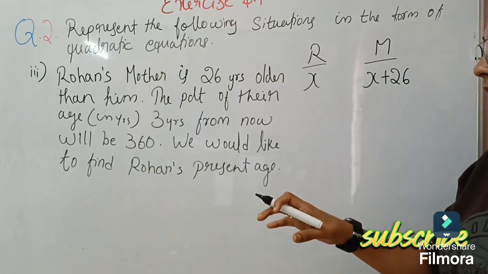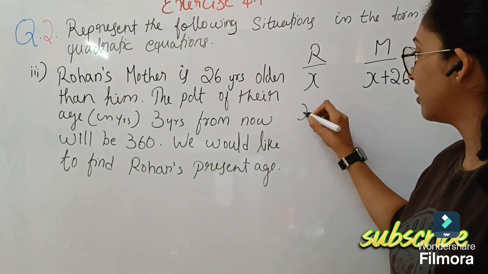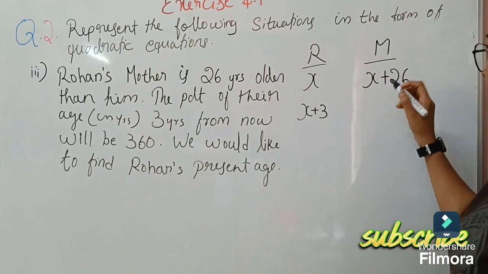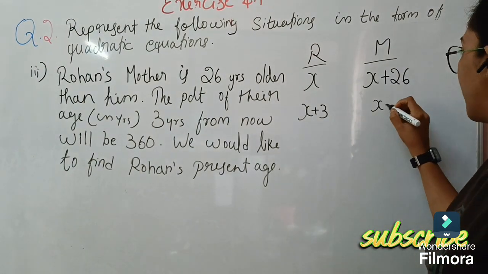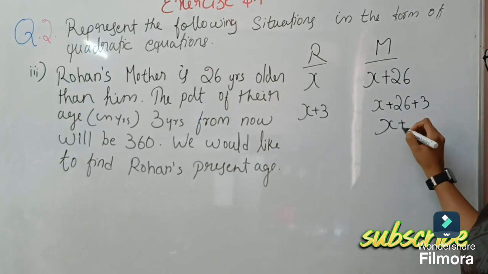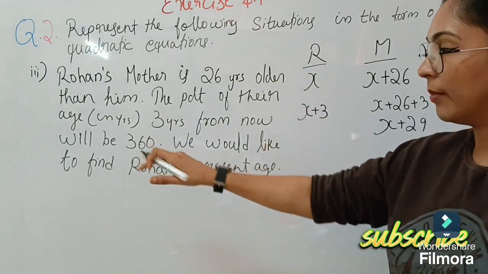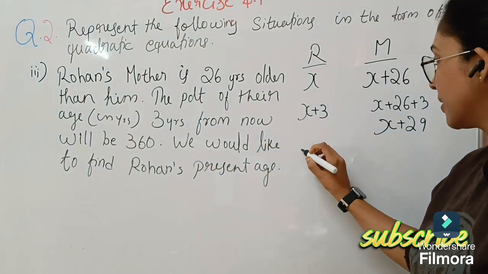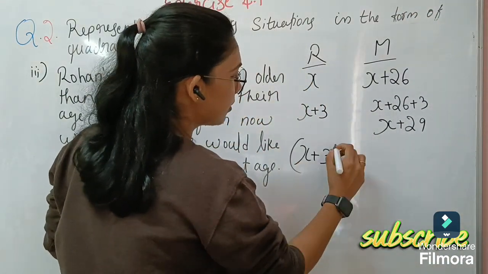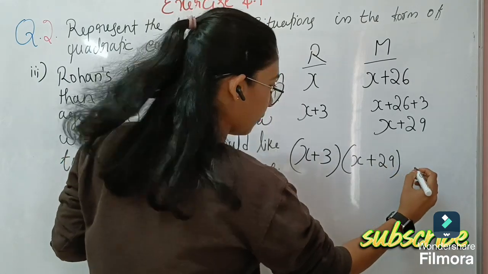Their ages 3 years from now: Rohan's age after 3 years will be x plus 3, and his mother's will be x plus 26 plus 3, that is x plus 29. The product of those ages will be 360, which means (x plus 3) times (x plus 29) will be 360.